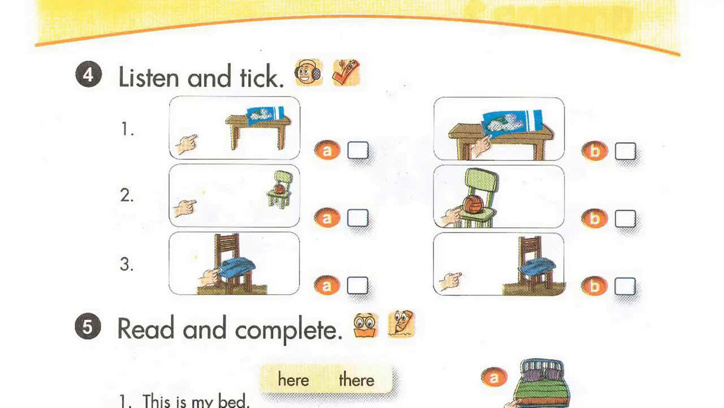Page 19. Lesson 1. Activity 4. Listen and tick. 1. Where's my poster? It's there, on the table. Oh, I see. Thanks. 2. Where's my ball? It's here, on the chair. Thanks. Let's play football. 3. Where's my coat? It's here, on the chair. Thanks, Mum.